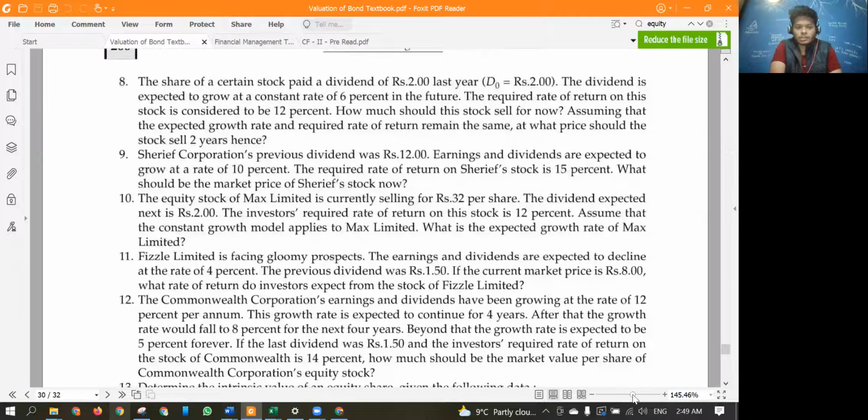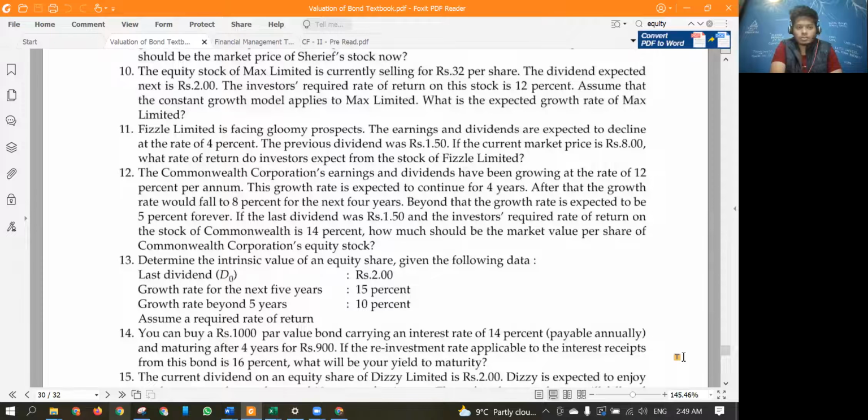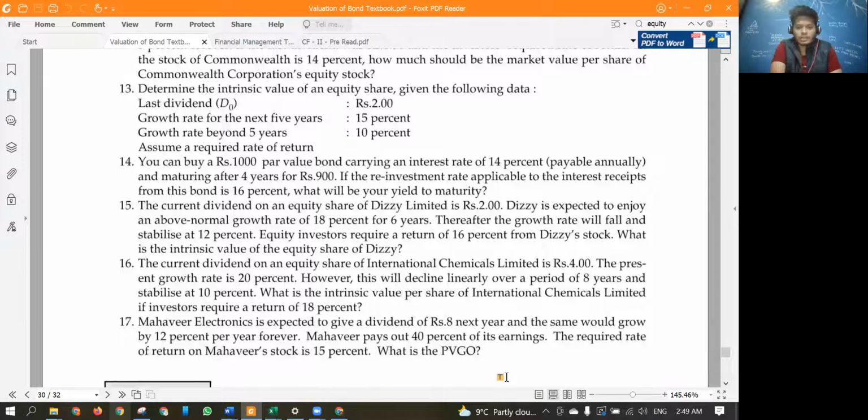Okay. So let's say 8 to 12, take a screenshot. And then 13 to 17. So leave 17. 17 was not covered in class. So 13 to 16, you can take a screenshot and try on your own. Obviously, as I mentioned, I'll keep a timestamp so that if you want to cover any of these questions, you can specifically cover those questions.